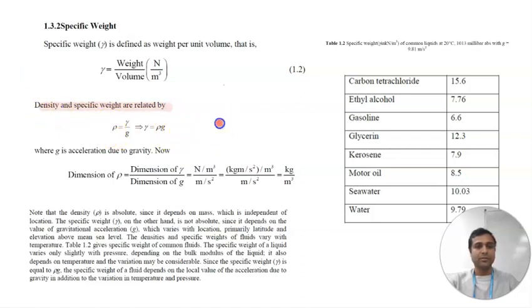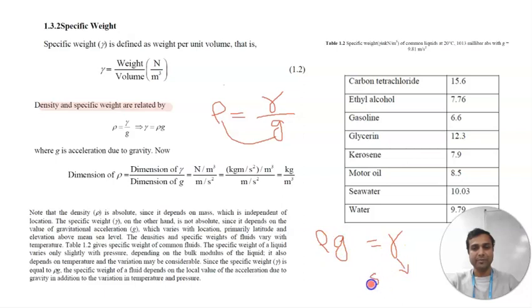So density is equal to specific weight divided by g. Or in other words, if you want just the specific weight, move the g to this side. So the equation becomes specific weight equals rho g. That is the specific weight. g is 9.81, the acceleration due to gravity. And this is the density.